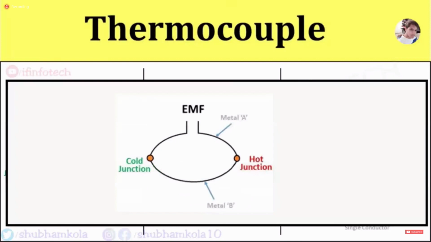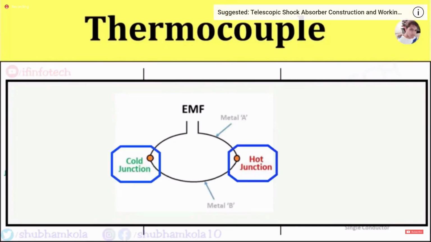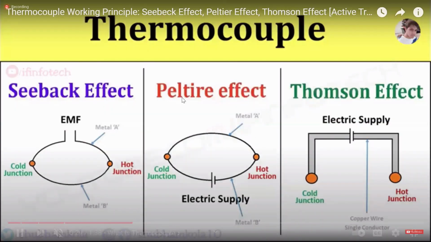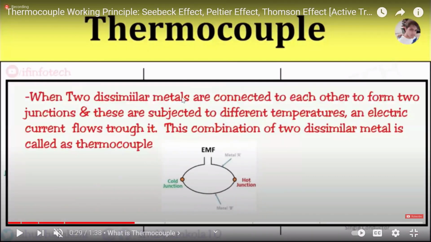And if we focus on Seebeck effect, we are using two dissimilar metals and we are maintaining two different temperatures at the junctions, and we will get an EMF. This is the Seebeck effect. When two dissimilar metals are connected to each other to form two junctions, and these are subjected to different temperatures, an electric current flows through it. This combination of two dissimilar metals is called a thermocouple. This is Seebeck effect.